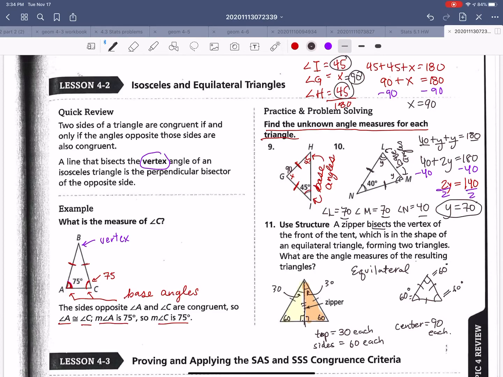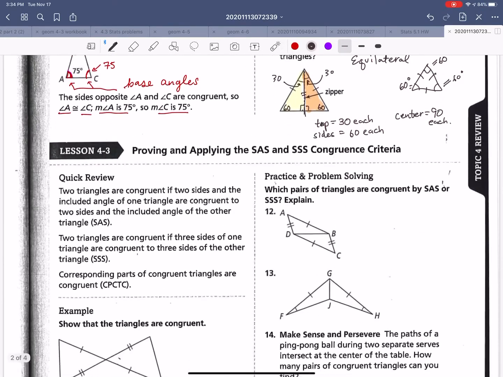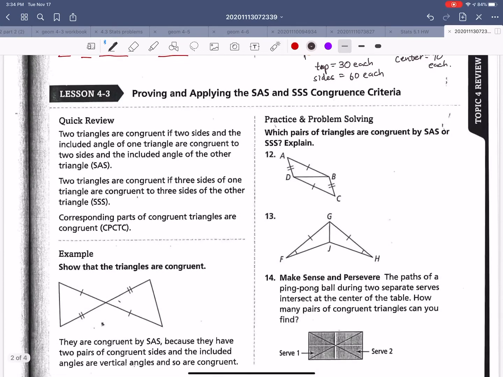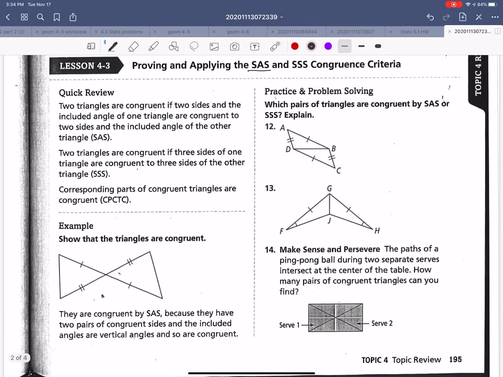Nice work, guys. All right, so reviewing for 3, it says prove and apply that side angle side and side side side are congruent. So as we look at here, this would mean that the angle is included, right? The A is in between the two S's. And this would be SSS, our 3 sides. And of course, we know that once we prove the 2 triangles are congruent, then the rest of the parts have to be congruent as well.